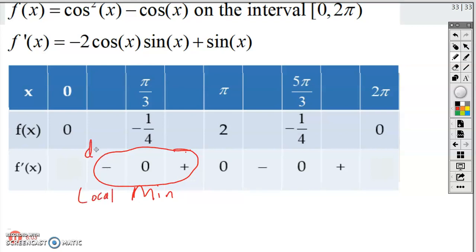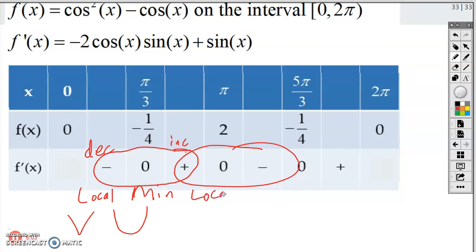Because we were decreasing, and then we flattened out, and then we were increasing. So we went down and then went up. This can be 0 or undefined, because it could look like that also. So that'll tell you a local min. If you go from positive to negative, that's going to tell you a local max, and then again, negative to positive is going to be a local min.